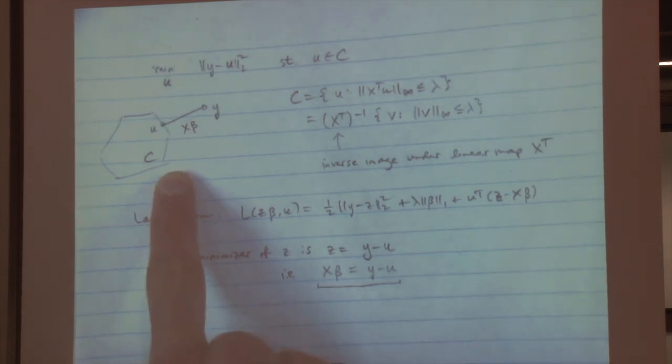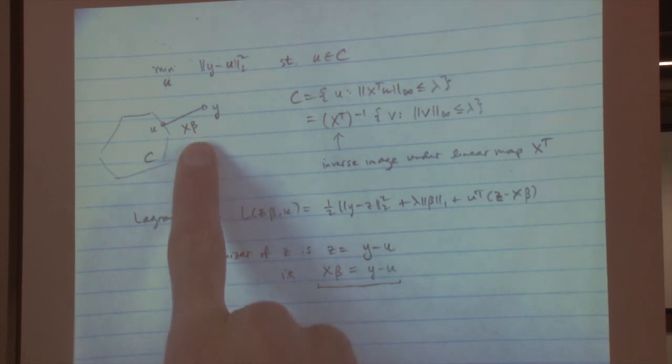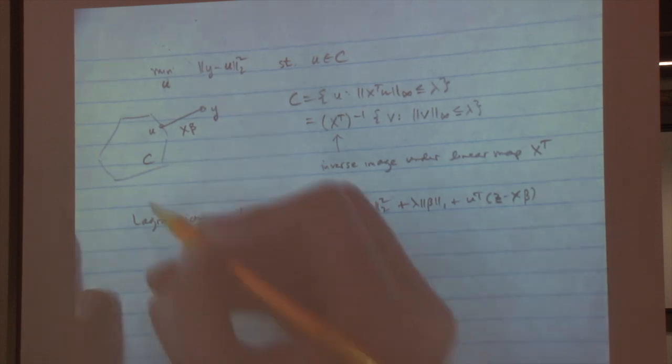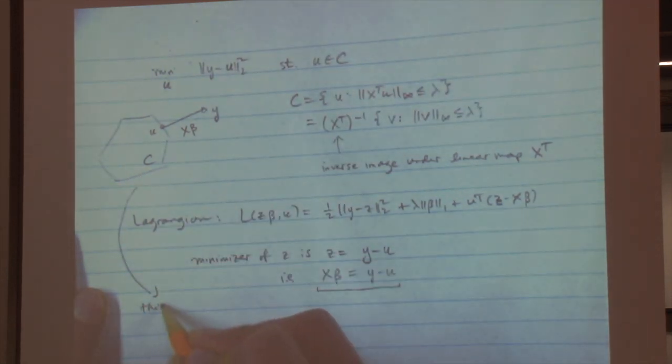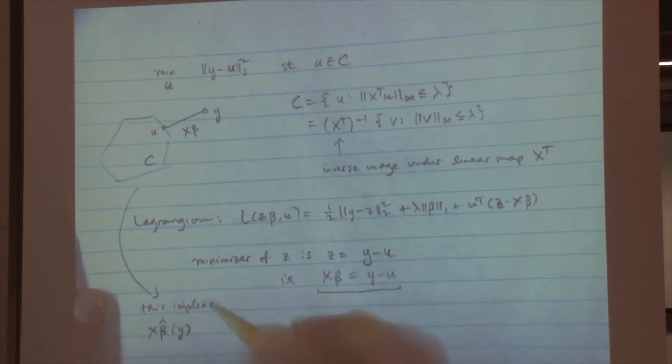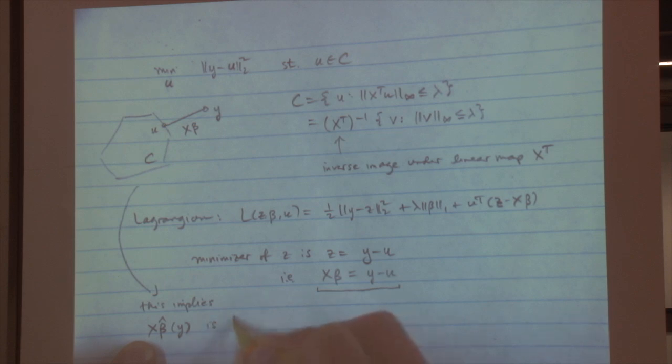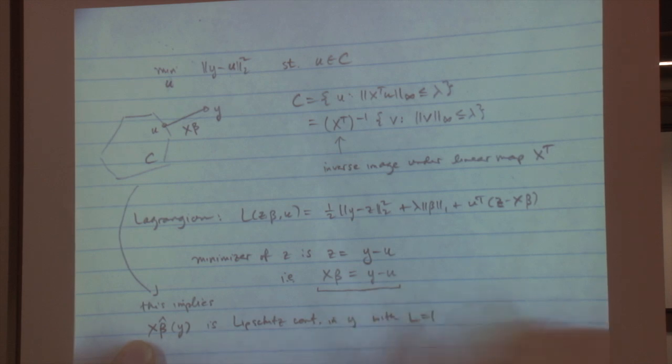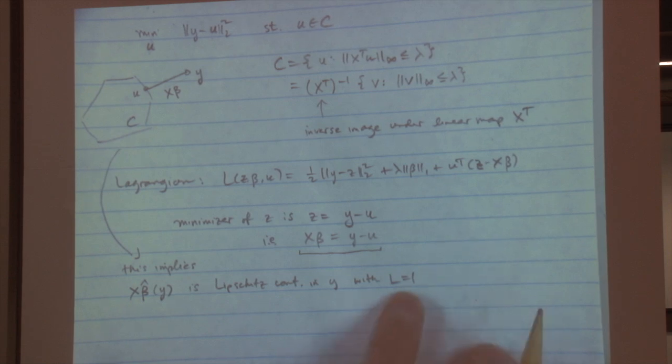What's one thing we can get immediately out of this? Here's a pretty non-trivial fact we can get from it. I claim this actually shows that the lasso solution, x beta hat, is Lipschitz continuous as a function of y. So I claim this implies that the solution, x beta hat of y, just to be clear, is Lipschitz continuous in y with Lipschitz constant L equals 1. It's a very strong form of Lipschitz continuous. It's non-expansive. How do I see that?